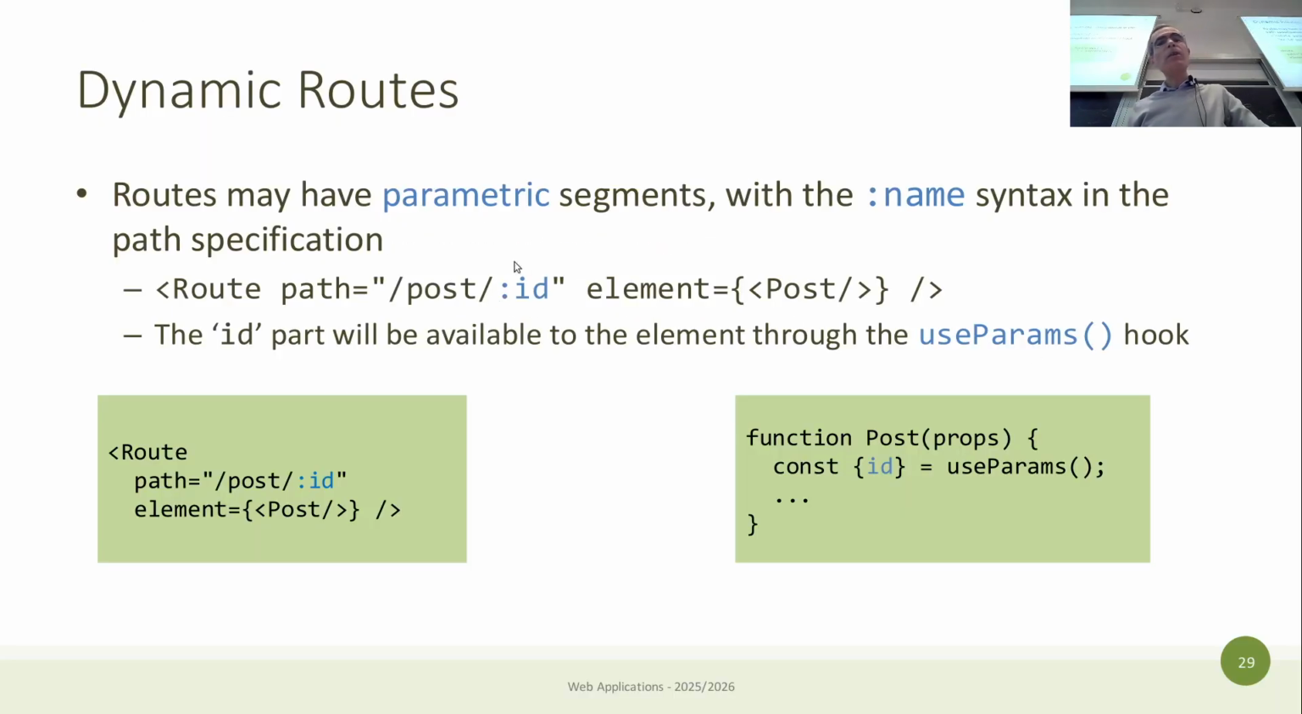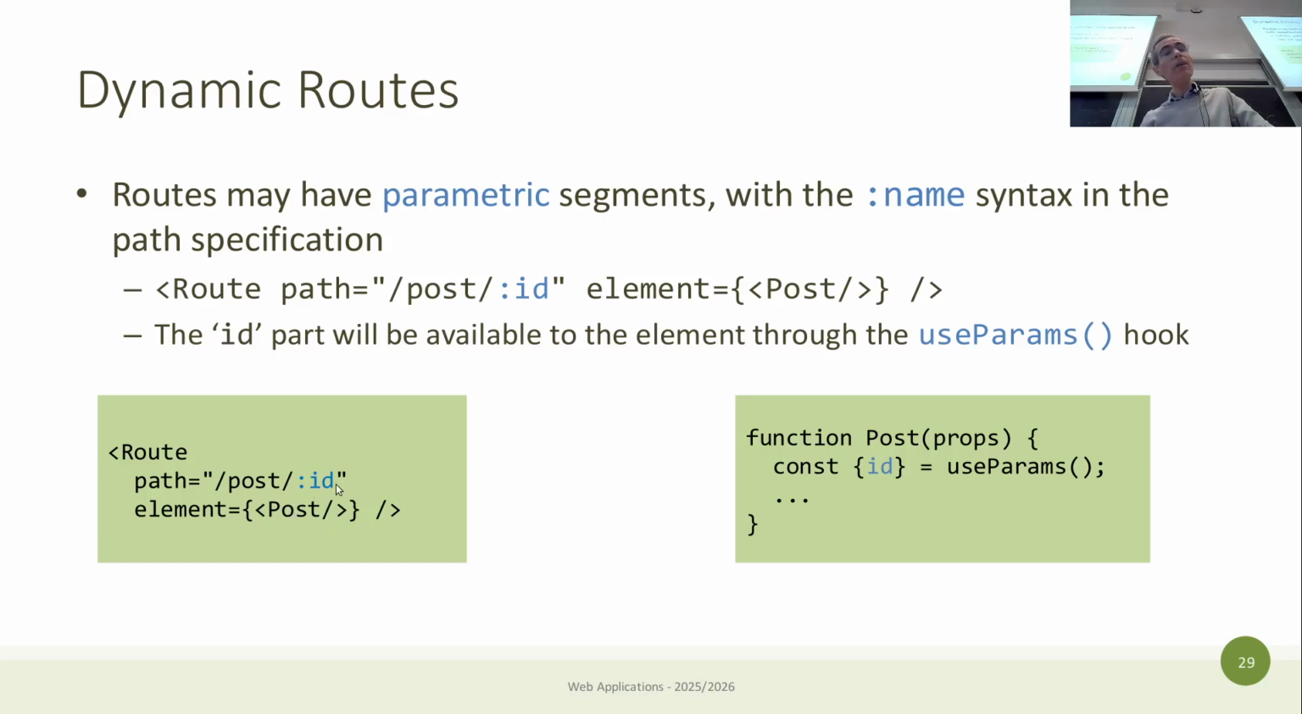Okay, so how do we say that a part is parametric? With the two dots, the colon, the same syntax that we use on the server, but it's just a coincidence. Of course, when one thing becomes common, everybody wants to use it. But there are two different things. One is on the server side, inside Express and so on. This is in the router on the client side. Just using the same convention. Okay, so route path with the colon ID, and we render something.